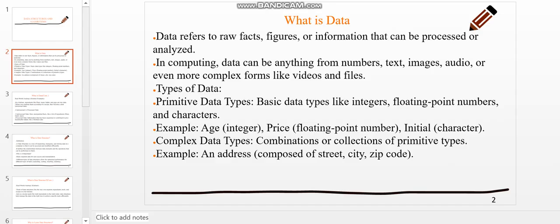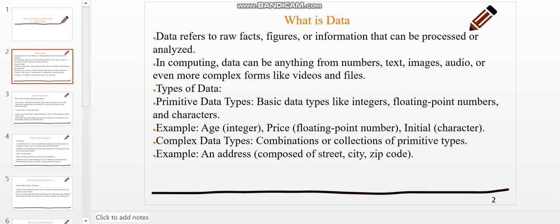Then we have floating point numbers, like prices and height, etc. They are considered floating point numbers. And then the initials, that is all the alphabets which we are using. Even numbers can also be considered as characters.